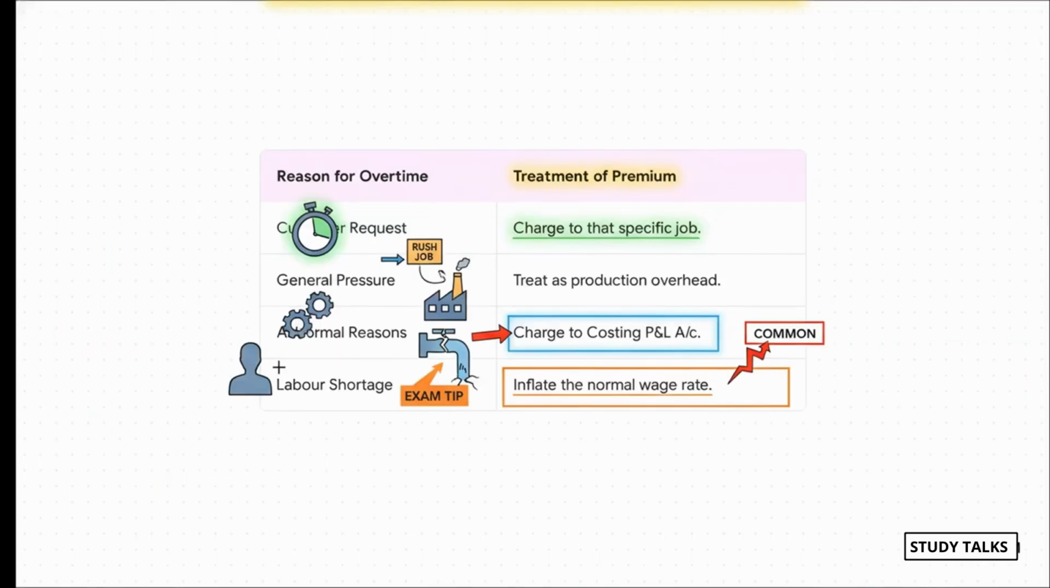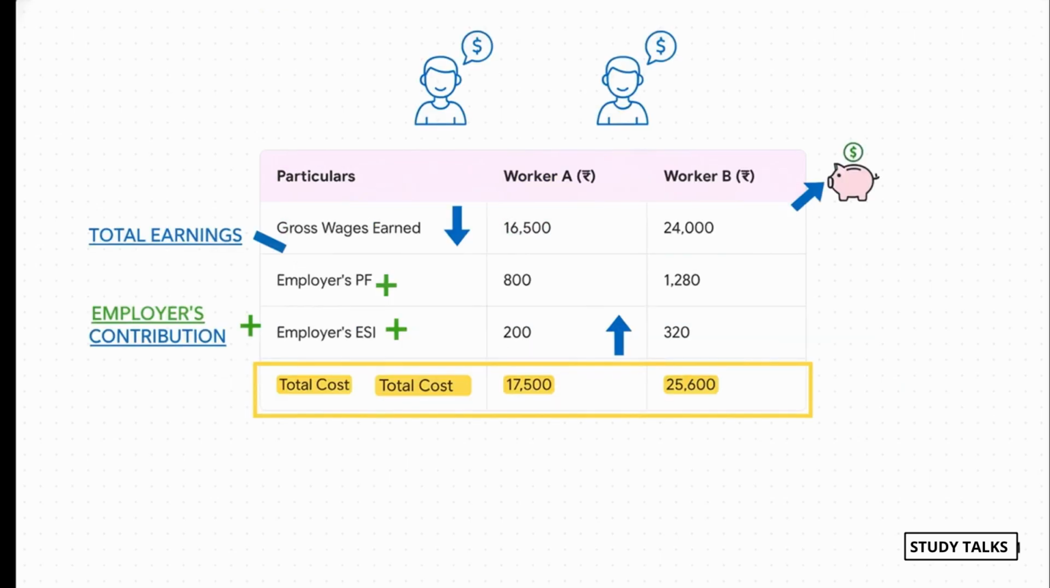The treatment depends entirely on one question. Why did we do the overtime? If a customer wanted a rush job, they pay for it, charge it directly to their job. If the whole factory is just busy, it's a general production overhead. If there was a flood or a fire, well, that's an abnormal event, so it goes to the costing P&L. And if it's happening all the time because you're short-staffed, you treat it just like normal idle time and inflate the wage rate. Let's see this in action.